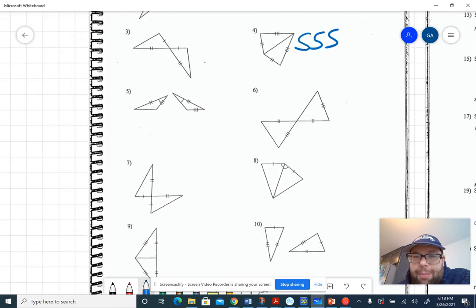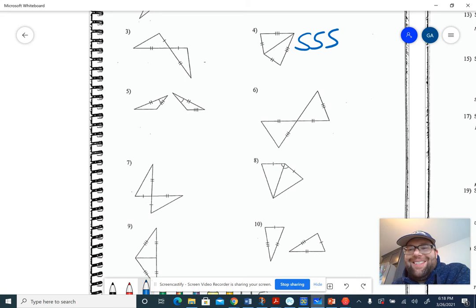Now, this one, number 6. This is a tricky one. So, first of all, anytime you see an intersection like this, if you remember in 8th grade, one of the things we talked about a lot was vertical angles. So we know that anytime you have two lines that are intersecting like this, the opposite angles from each other are congruent. So I know this angle has to equal this angle. Okay? Now, I do know that this side is congruent to this side.